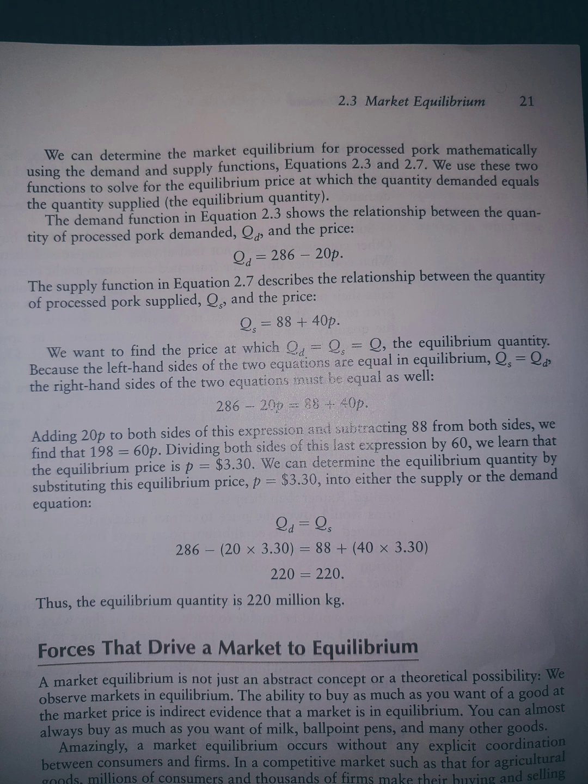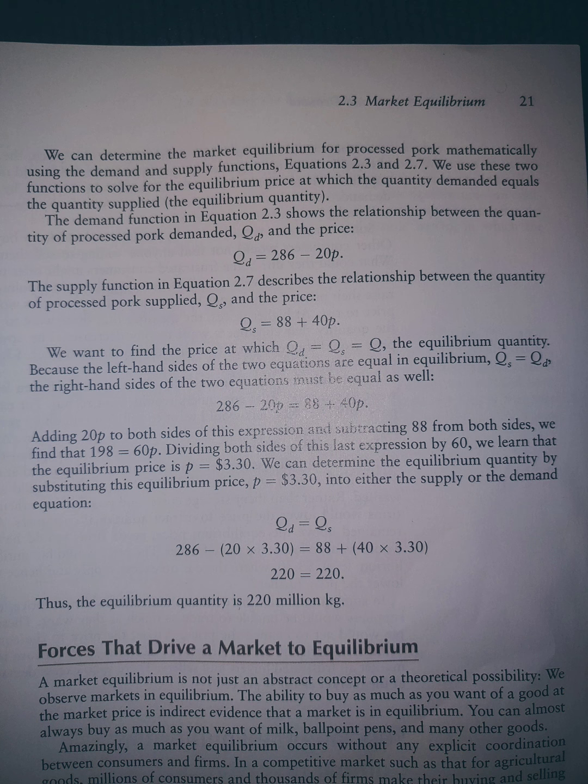We want to find the price at which capital Q sub D equals capital Q sub S equals capital Q, the equilibrium quantity. Because the left-hand sides of the two equations are equal in equilibrium, capital Q sub S equals capital Q sub D, the right-hand sides of the two equations must be equal as well. 286 minus 20p equals 88 plus 40p. Adding 20p to both sides of this expression and subtracting 88 from both sides, we find that 198 equals 60p. Dividing both sides by 60, we learn that the equilibrium price is P equals $3.30.